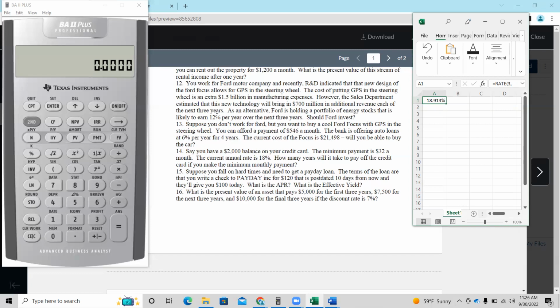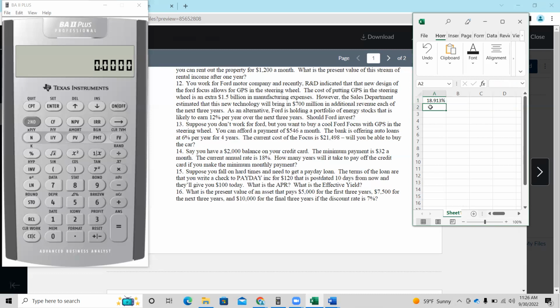And so using the rate of return here suggests that Ford should invest in the new technology, or the GPS in the steering wheel. All right, I'm going to solve this another way, and it's going to be less intuitive, but it's going to be important for the next chapter that we discuss in class here.